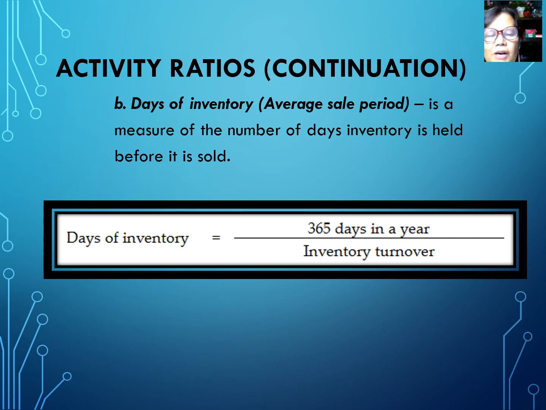This is the measure of the number of days inventory is held before it is sold. Gaano katagal itong nananatili sa estante o shelf ng isang merchandiser? So, the formula is days of inventory is equal to 365 days in a year over the inventory turnover. So, determine first the inventory turnover before you get the days of inventory.